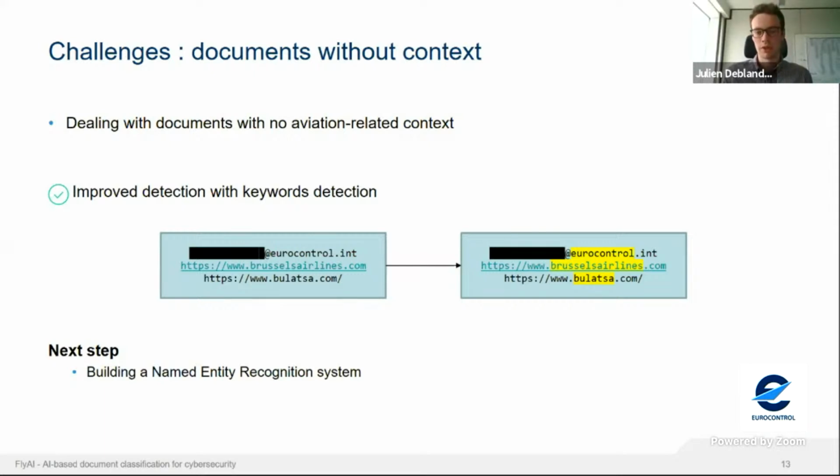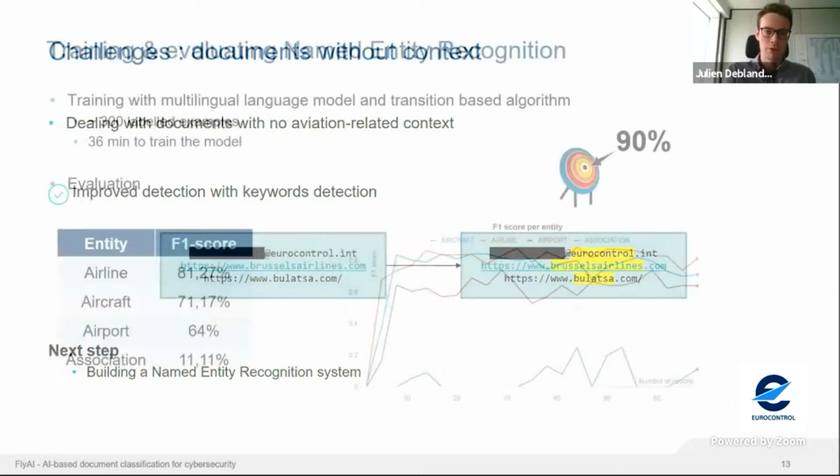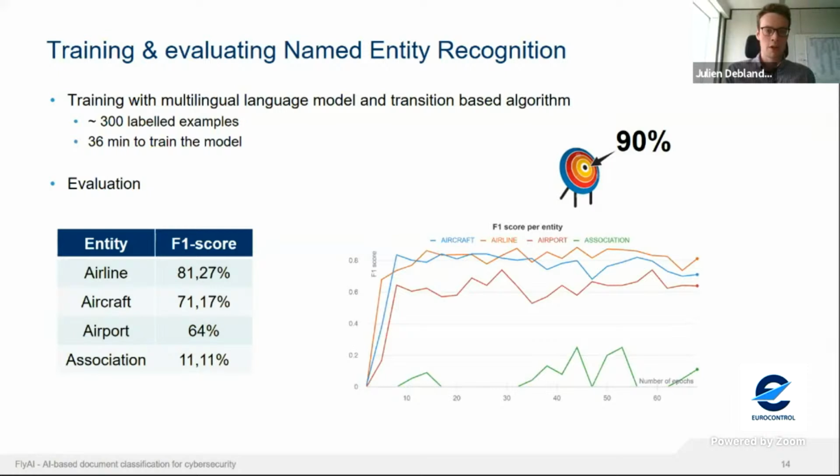So in this case, you can see that we will be matching EUROCONTROL in an email, or Brussels Airlines, Bulatsa, etc. To further improve these keyword detections, we wanted to come up with a named entity recognition system that will go beyond keyword detection. And in this case, we want to match, for example, airport names or airline companies.